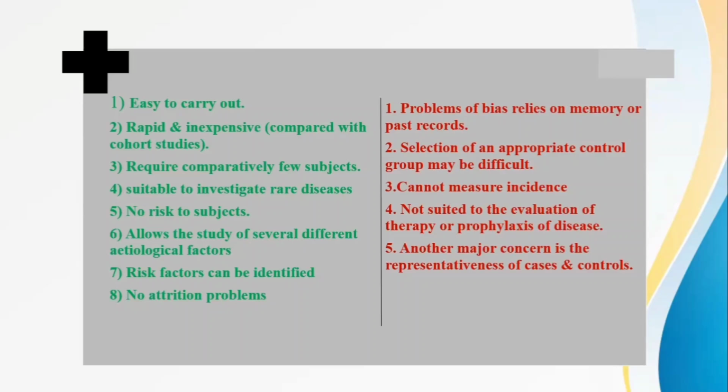And the disadvantages are the problems of bias, reliance on memory or past records, and selection of an appropriate control group may sometimes be difficult. It cannot measure incidence. Another major concern is the representativeness of cases and controls. There are subtypes in this, like nested case control study, case cohort study, and case crossover study.